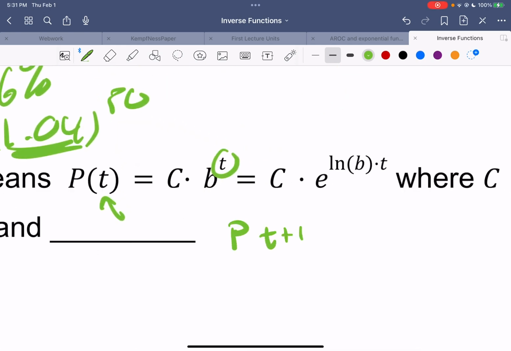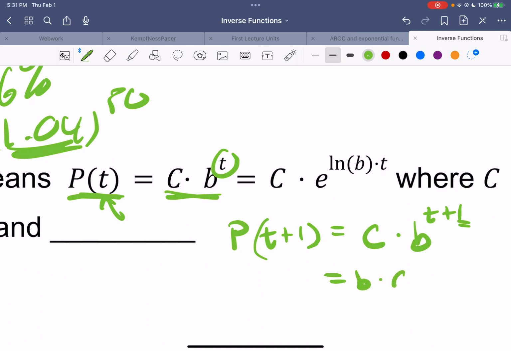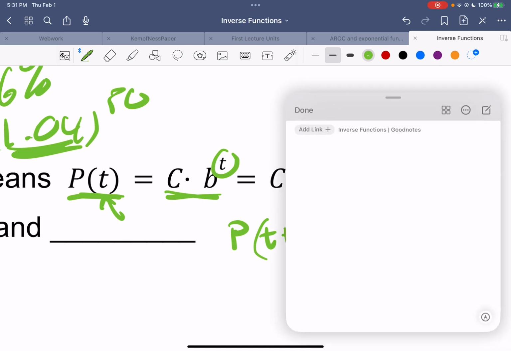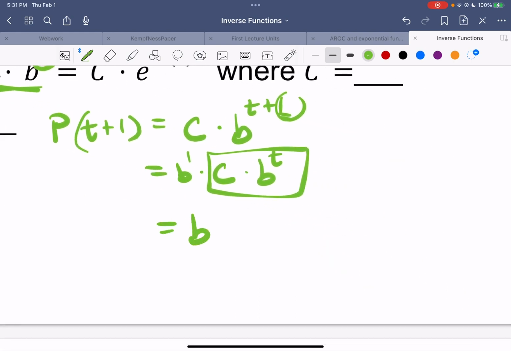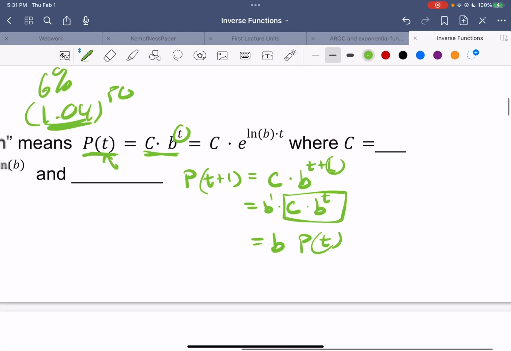If I plug in t plus 1 into my function, P of t, I'll have to plug it in over here. This is some number c times b to the t plus 1. And if I pull out a b, that'll pull out this 1. So I have b times c times b to the t. Right? So this 1 is why I have a b here. And notice, sitting right there in the box, that's P of t, right?